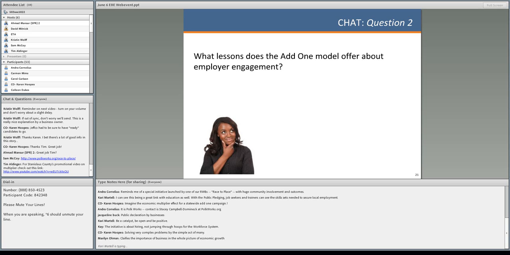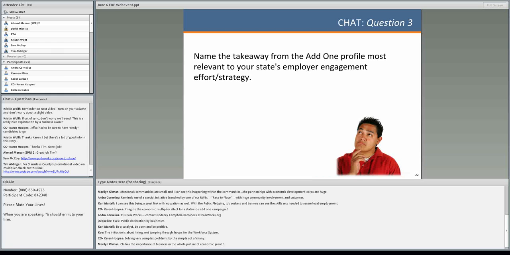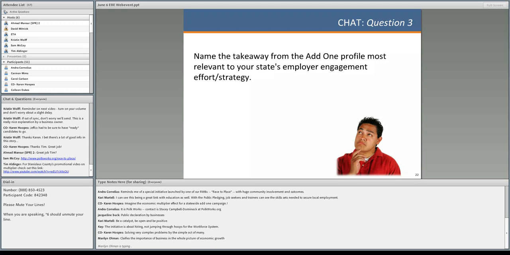Okay, I'm going to move on now to the last question. And this one is similar to the other ones, but it's more focused on your own teams and your own states and your own work. So what is a takeaway from the Ad1 discussion that is most relevant to your state's employer engagement effort or strategy, your effort to engage employers? What is most relevant as a takeaway point from what you heard to your state, your team, or your particular strategy?